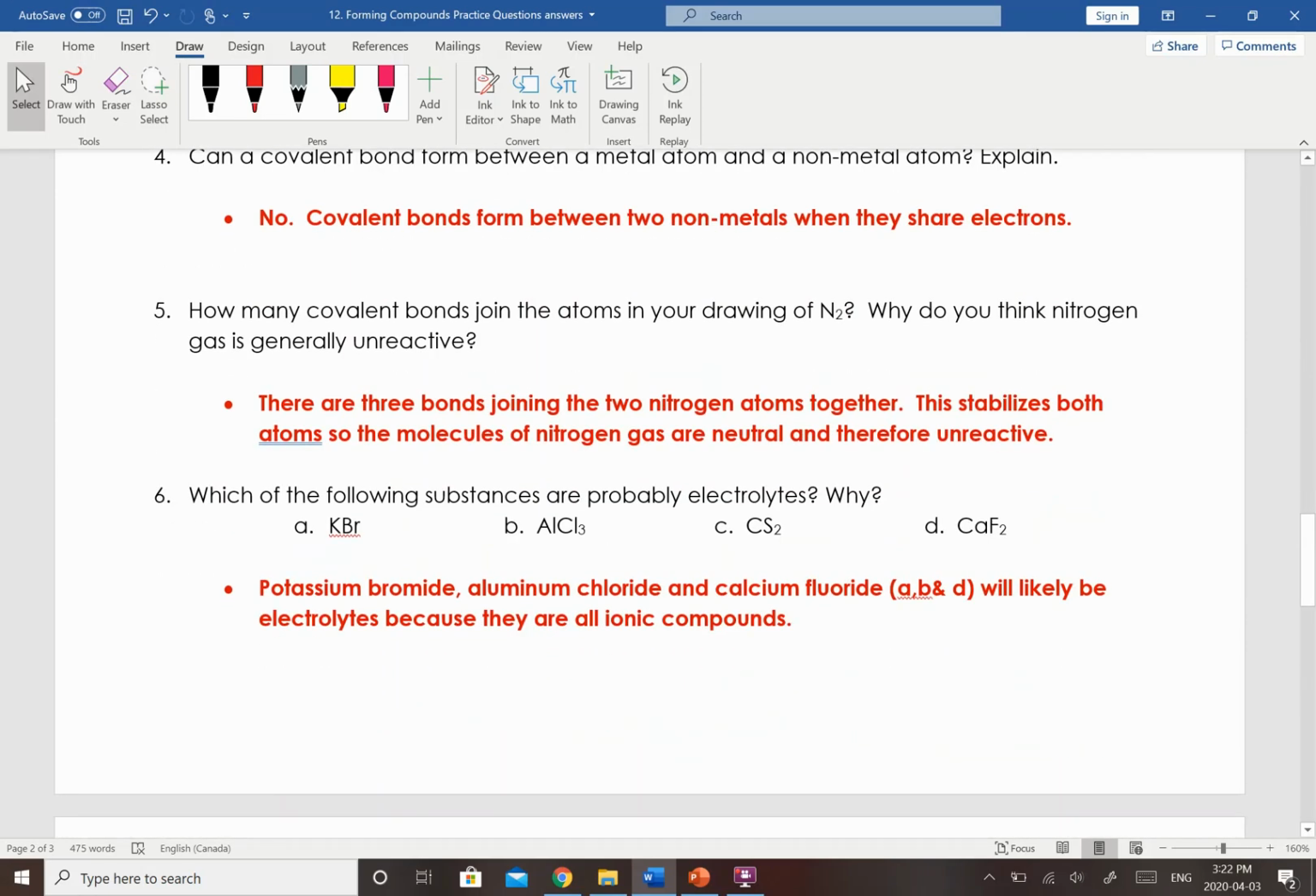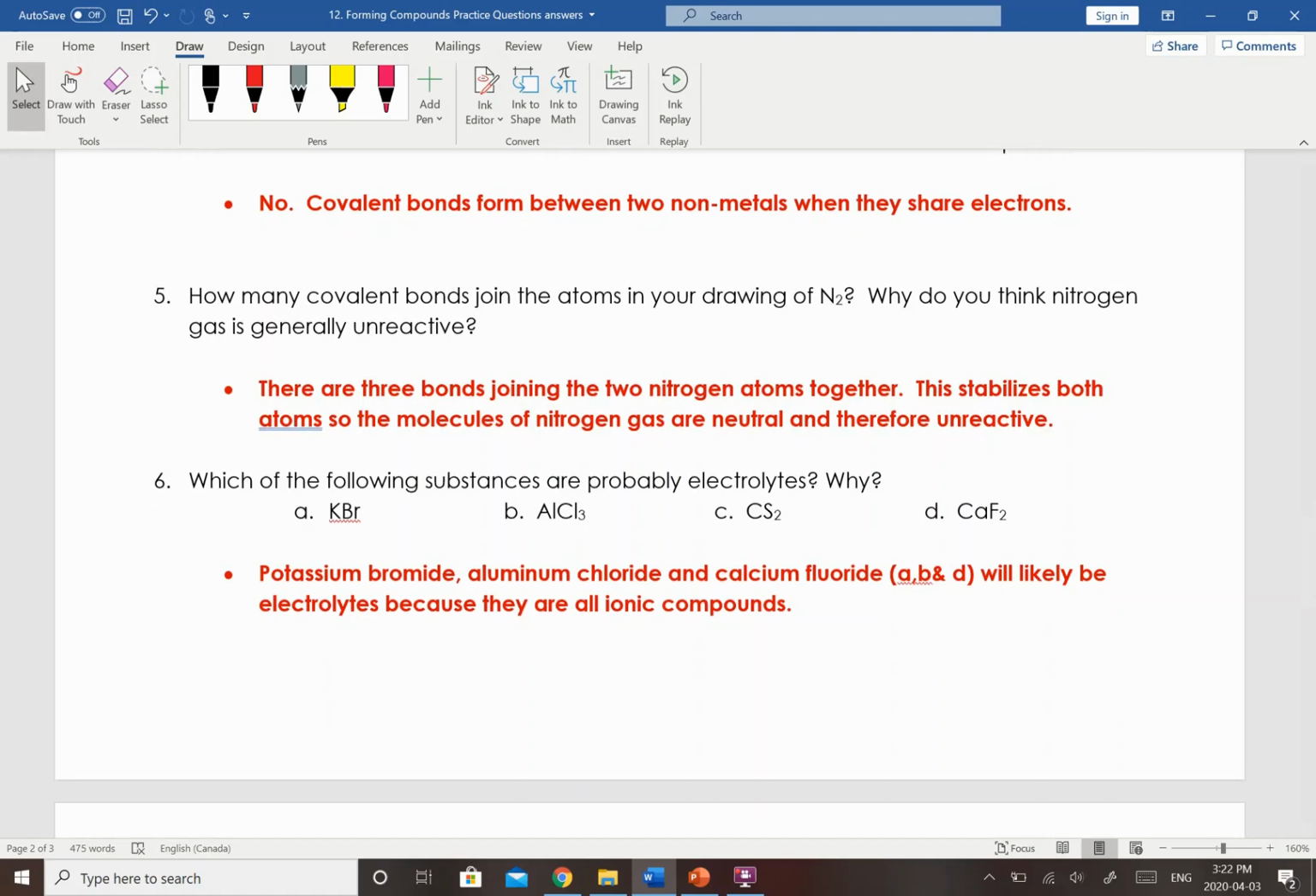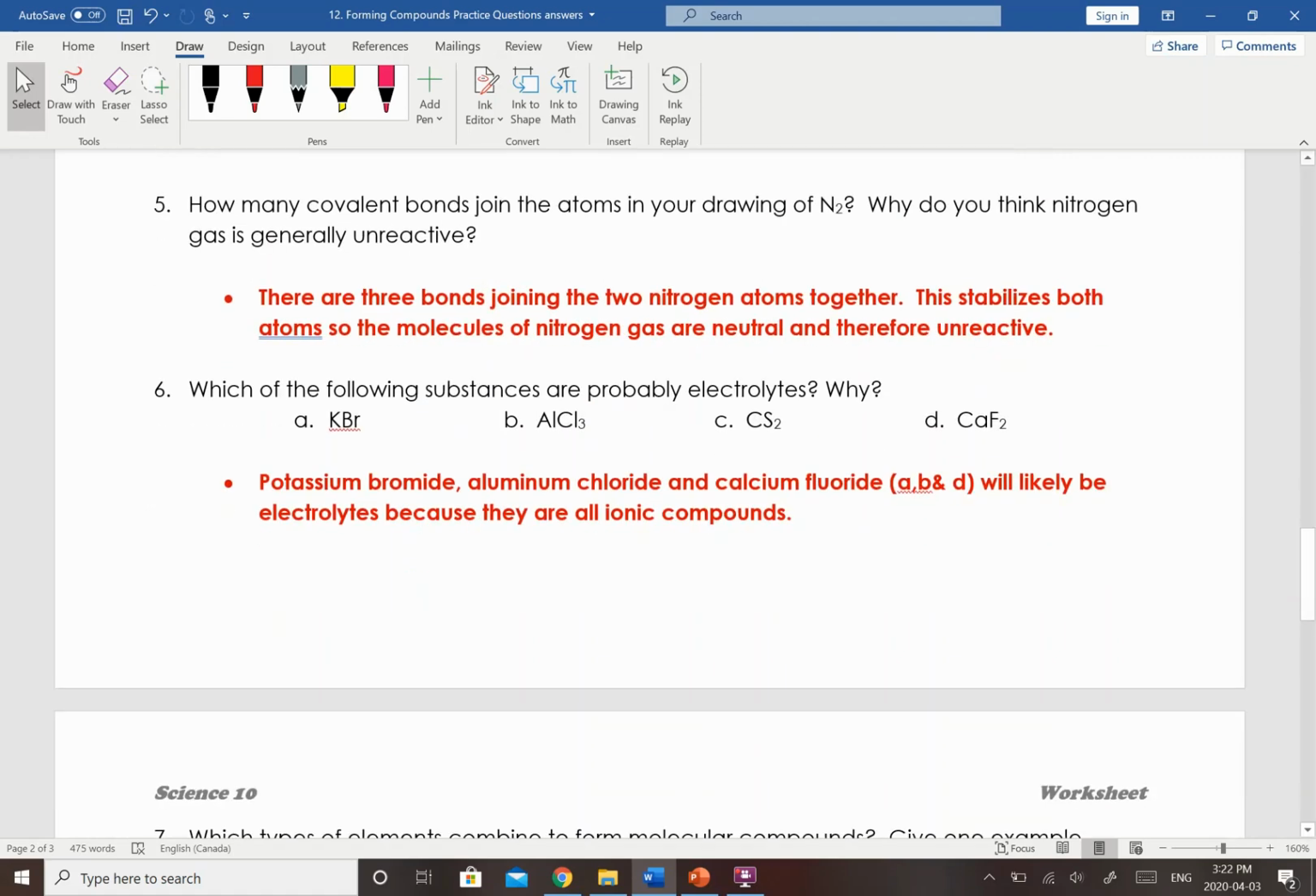Number 5, how many covalent bonds join the atoms in N2? Why do you think nitrogen gas is so unreactive? So why doesn't it react very well? There are 3 bonds between each nitrogen, and that makes it very strong. So it's hard to break down nitrogen once it's a gas. That's also why most explosives have nitrogen in them, because the nitrogens really want to stick together. If you put heat to them, turn them into a gas, they will stick together with a lot of energy, and it tends to explode.